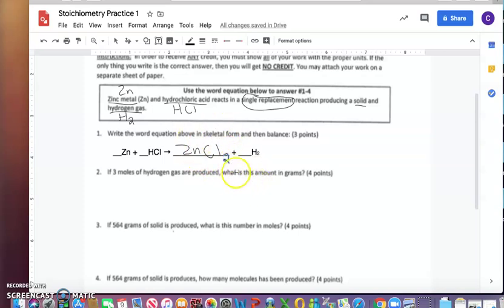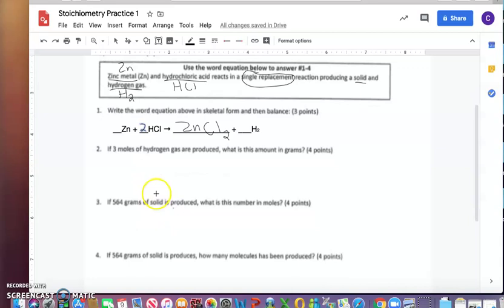Now we can look to see if our equation is balanced, so you may want to pause me and balance it here, okay? So to balance the equation, all we have to do is put a 2 here, and then we're done. Okay, that's all we have to do.